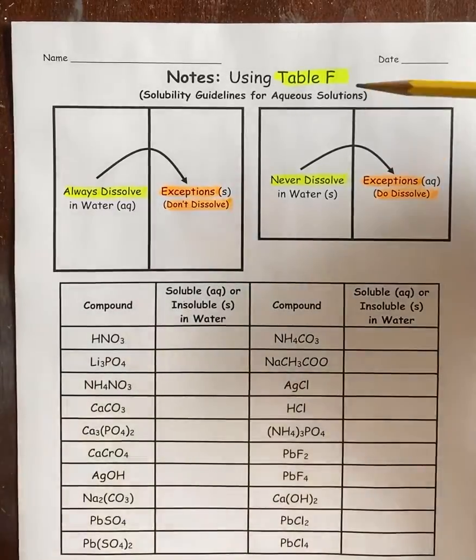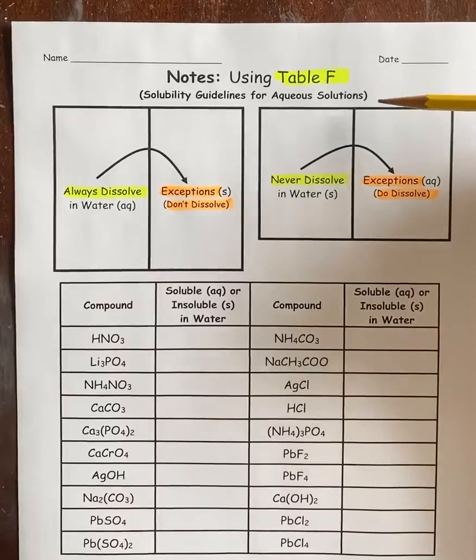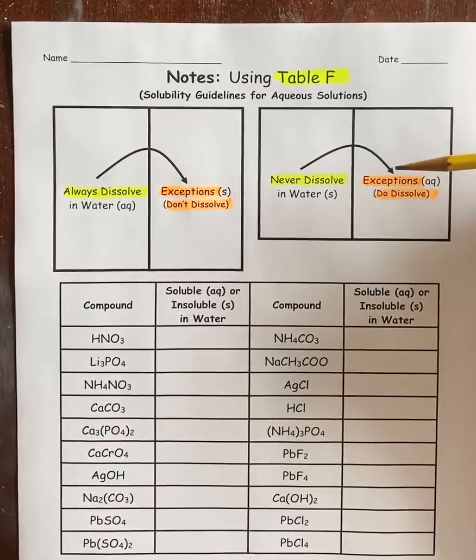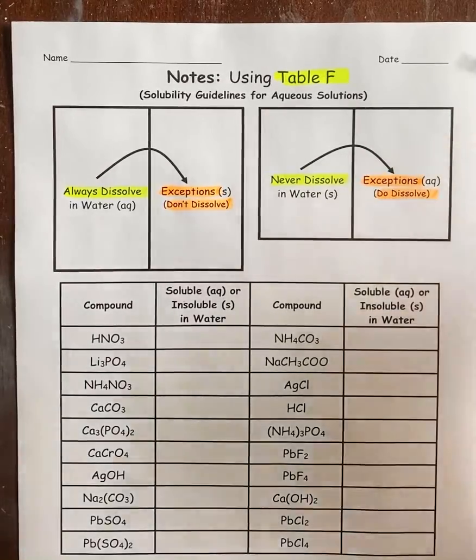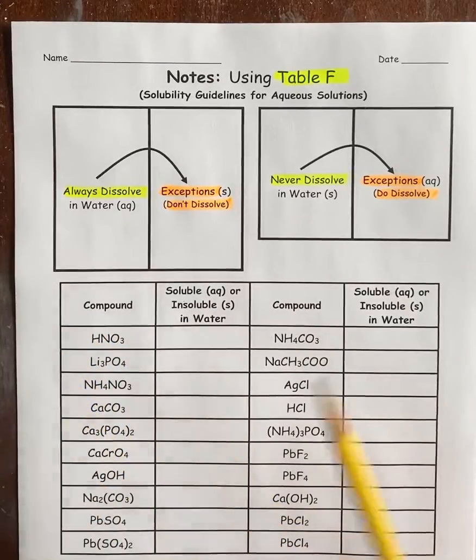So these are the notes on Table F. Table F is called the Solubility Guidelines for Aqueous Solutions, and it basically tells you if something will dissolve in water or not. It will not tell you how well something dissolves in water, because different chemicals will dissolve in water to different levels. That's actually Table G, which will be our next table, but this one just says if you dissolve in water or not.